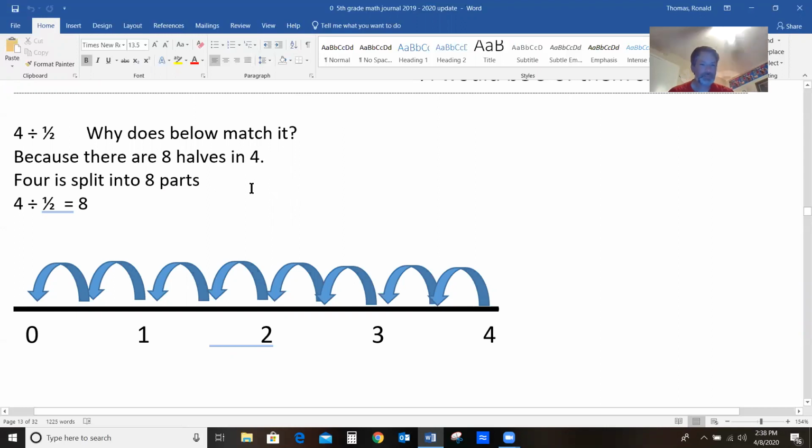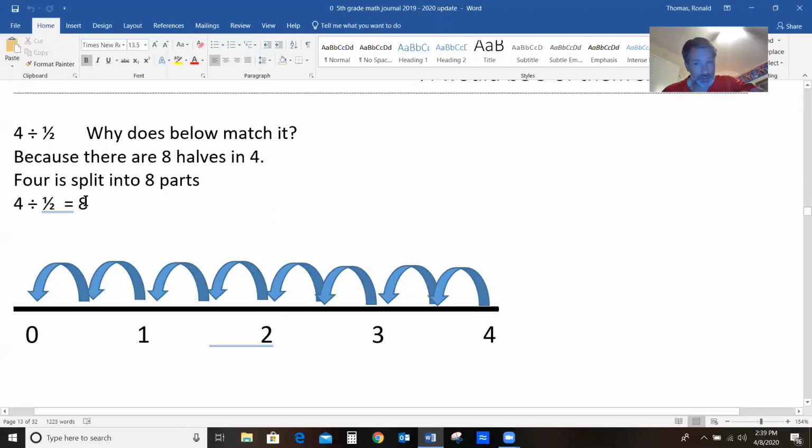Let it sink in. Because what's half of 1? Half. So there's 2 halves make up a 1, right? That's 2 halves and a 1. That means if there were 2, there'd be 2 halves for the 1 and 2 halves for the other number. So that'd be 4 halves altogether. Trust me, it works. You got to think about it. I know it's like, because there are 8 halves. So 4 is split into 8 parts. So 4 divided by half equals 8.